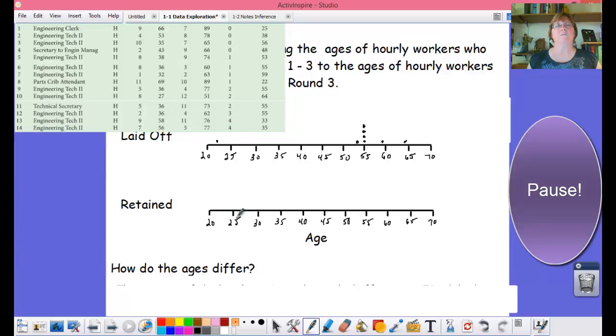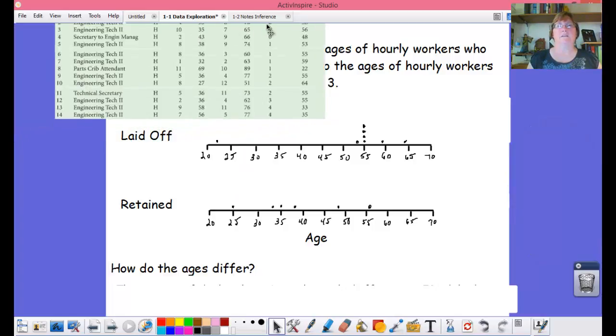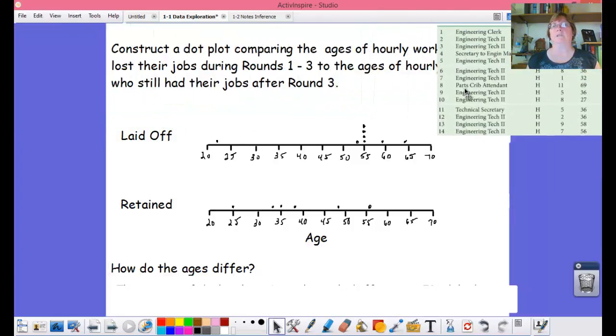Now we want to look at those who were retained. So that means that we're graphing the rest of the employees, the 0s who never got laid off, and the 4s that had an extra round to go. So pause your video and let's graph the retained employees. All right, here's my set of dot plots.